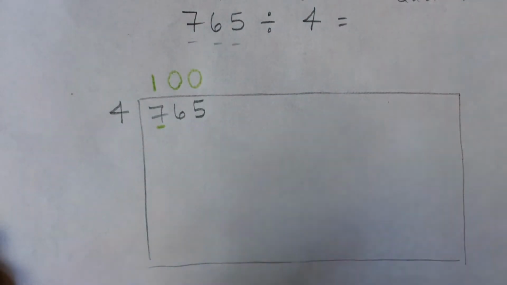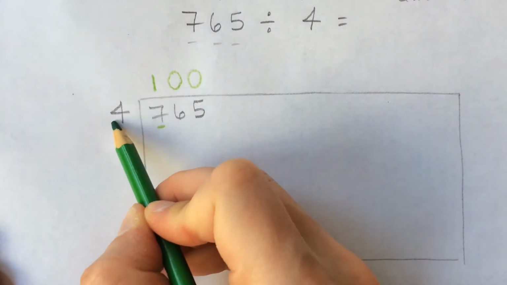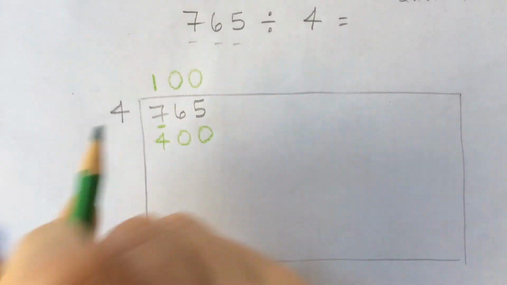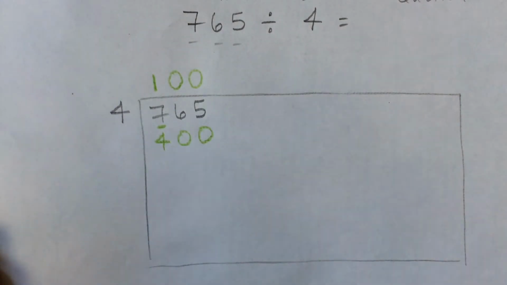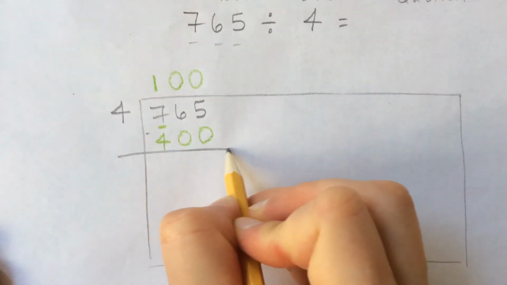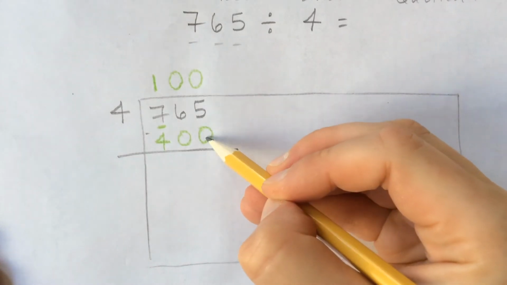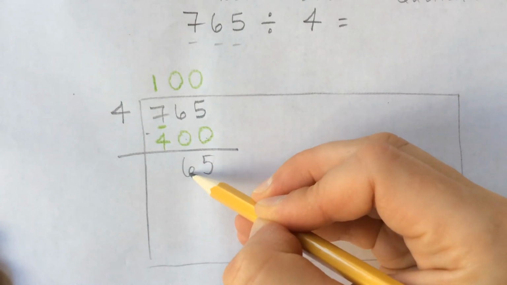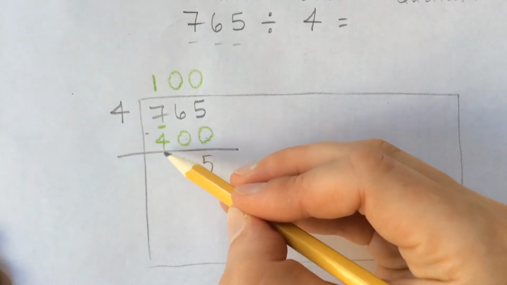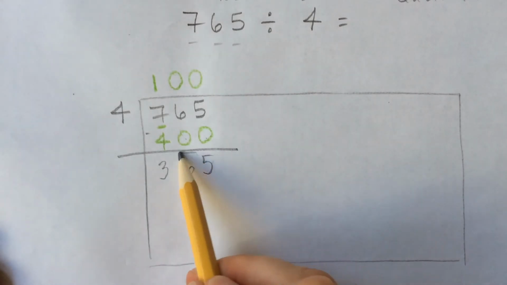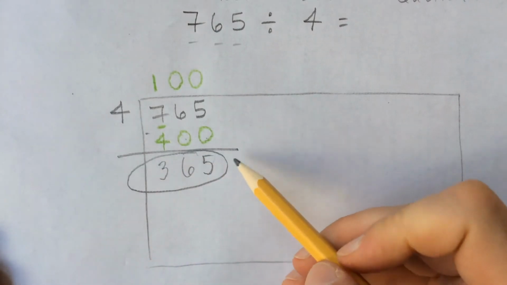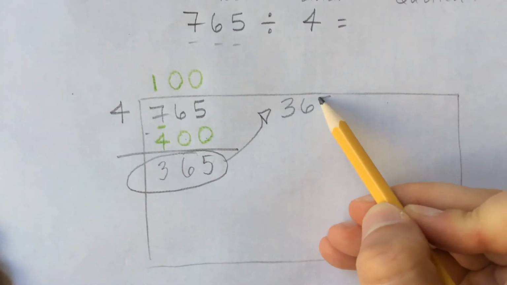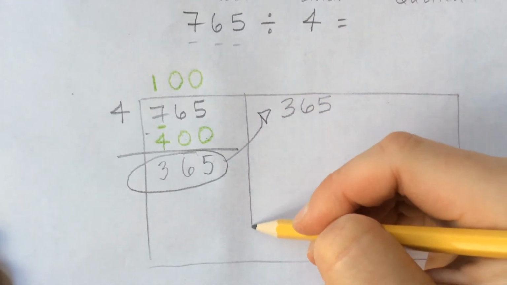And then I ask myself, well, what is 100 times 4? And the answer is 400. So I'm going to subtract that, and I'm going to say, well, what's 5 minus 0? 5. What's 6 minus 0? 6. What's 7 minus 4? 3. And I'm going to circle my partial quotient and draw an arrow and a line.